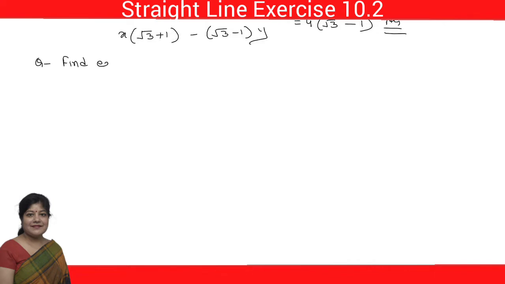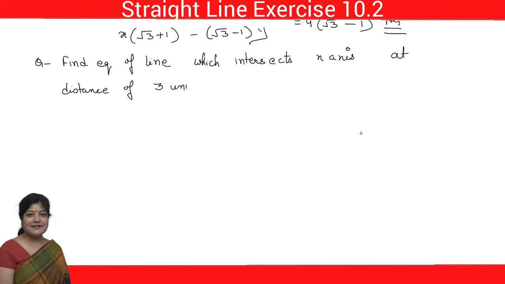Find the equation of line which intersects the x-axis at a distance of 3 units to the left of the origin with slope -2. Can you tell me how can I proceed?